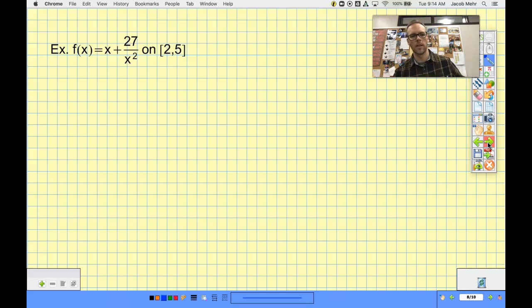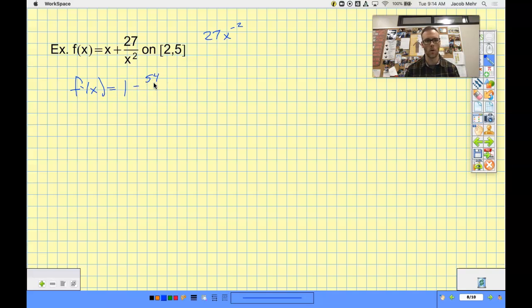All right, I think this is our last one. Yep, because we skipped ahead to do that. Last one, f of x equals x plus 27 over x squared on the interval 2 to 5. So find critical numbers first by differentiating. Derivative of x is 1. Derivative of 27 over x squared, that would be 27x to the negative second. So, right, bring the negative 2 down, makes it a minus 54, x to the negative third. So minus 54 over x cubed. Now let's set that equal to 0.